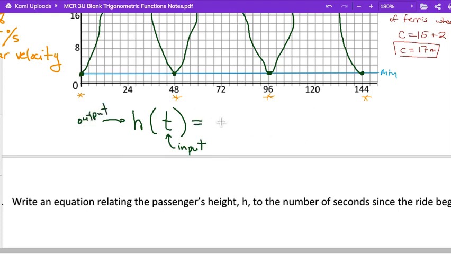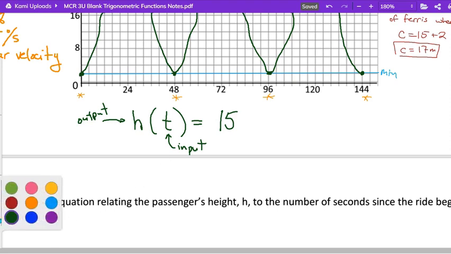So h of t equals, what goes first? The a value. What is our a value? 15. Now let's be really careful. I think there may be a negative sign. I think you're right. We do have to add a negative, and that is because we start at a minimum. So if you need to write that in, negative because we start at a minimum, you write that in.